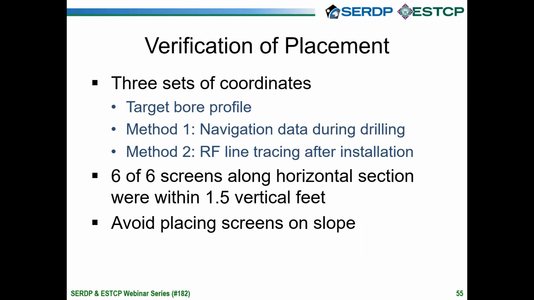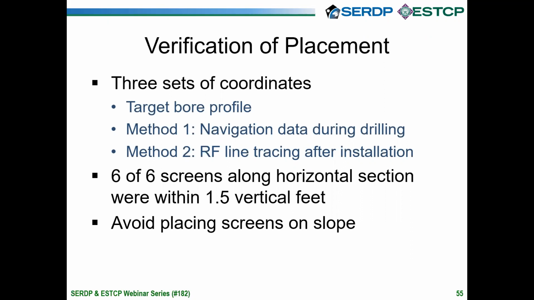We also placed an RF tracer line in the boring and came back after the well was installed and used conventional geophysical techniques to develop an independent depth and location data set. In short, we found very good agreement between all 3 coordinate data sets. In fact, 6 of the 6 screens that were located along the horizontal section of the shallow transect were within 1.5 vertical feet of each other.